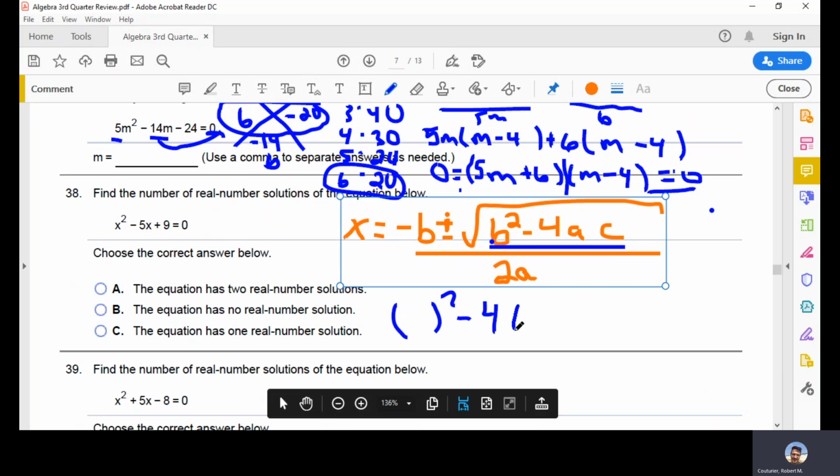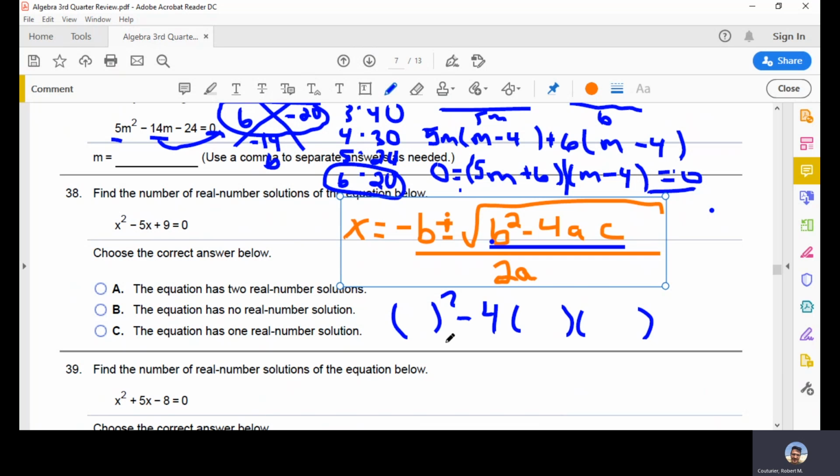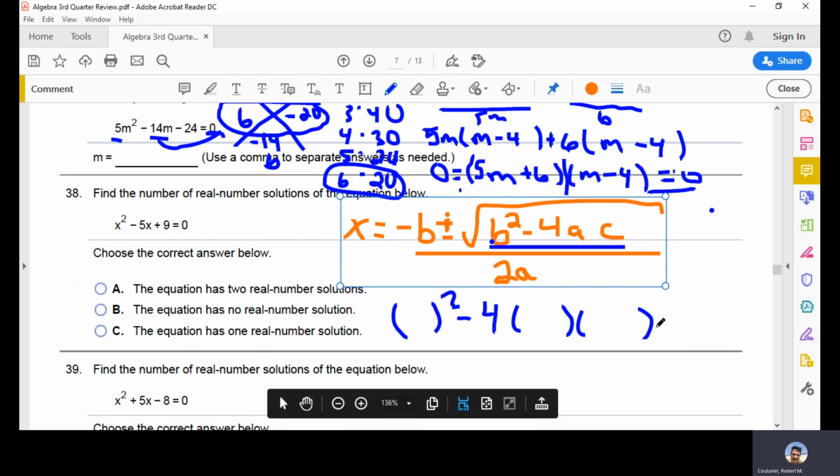minus 4 times a times c, and by this point you should say, hey, Mr. C is writing an equation. He's removing all the variables and putting parentheses around them. That means we are going to use that substitution law here. Of course. There's only 3 possible results you're going to get out of this, okay, guys?